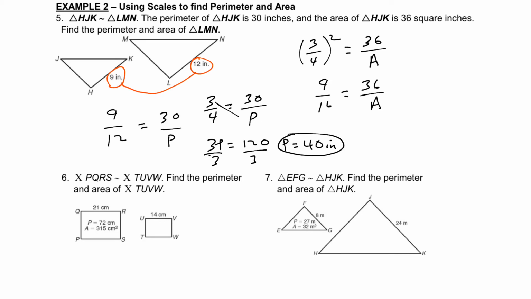Doing our cross products, we would have 9 times A, so 9A equals, and then we would have 16 times 36, which is 576. Then we would divide both sides by 9, and we will get A is equal to 64. Now, since our units in this problem were, again, inches, that area would be in square inches, or inches squared.